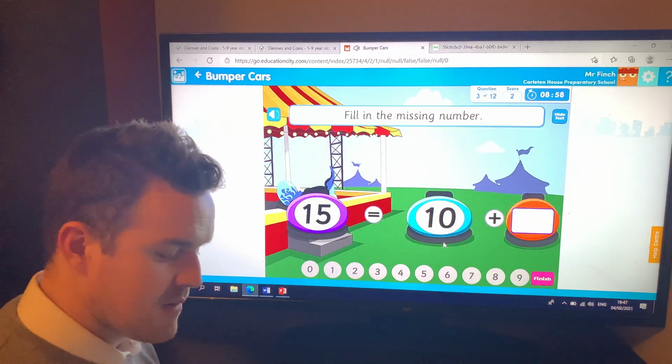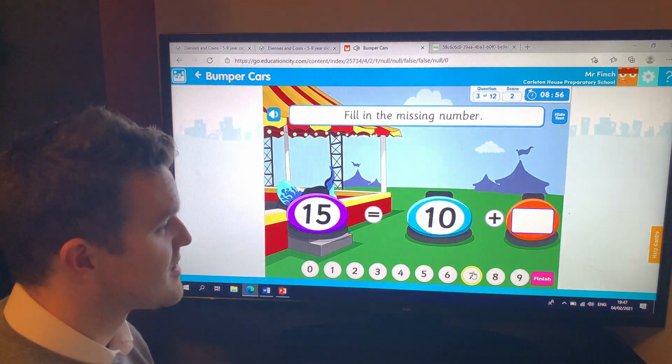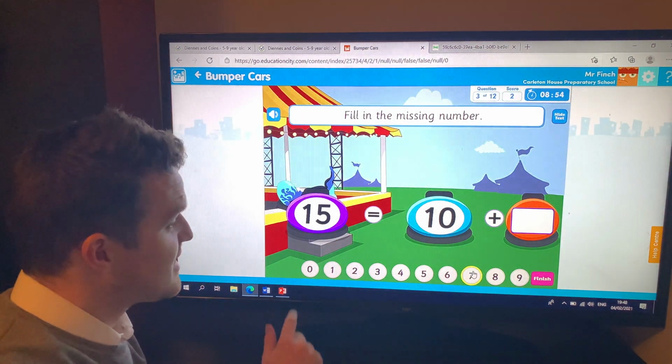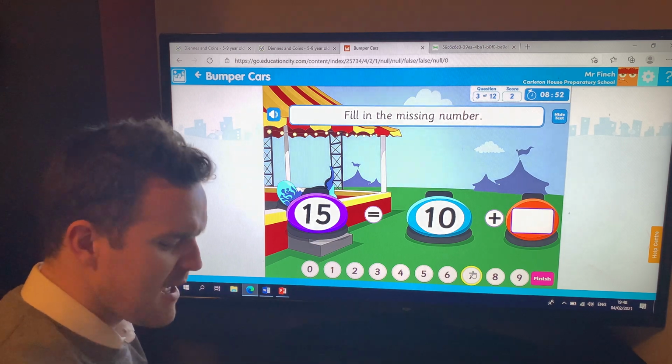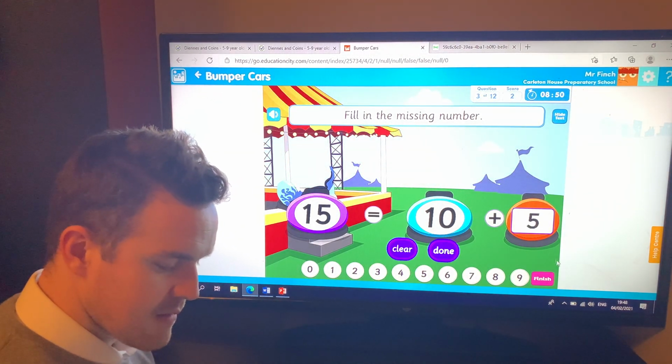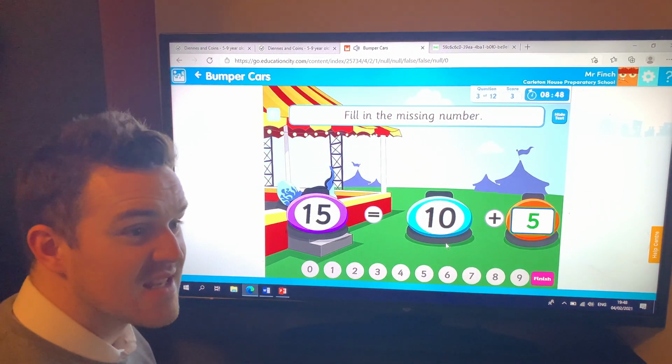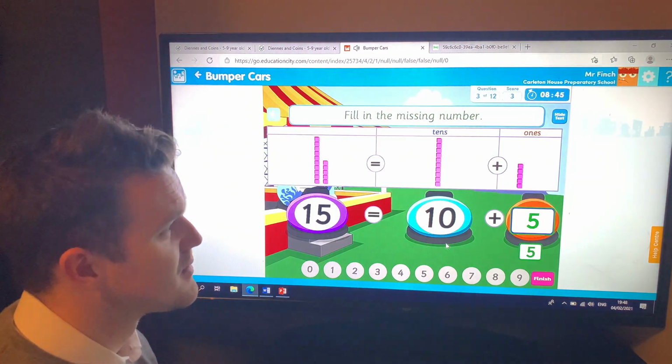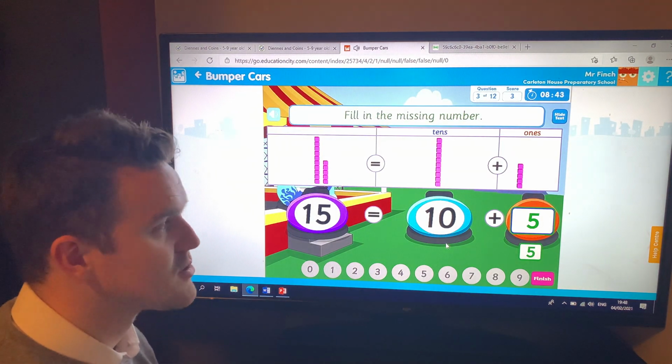Fill in the missing number. Okay, 15 equals 10 and something. That's very similar, isn't it? 15 is a 10 and a 5. 15 is a set of 10 and 5 extra ones. Let's see what the next one's going to be.